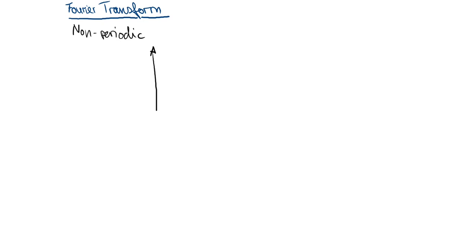An example is this rectangle function. It is 0 all the time except somewhere around the origin, where it takes a certain value and goes to 0 again. This is a non-periodic signal because it does not repeat.